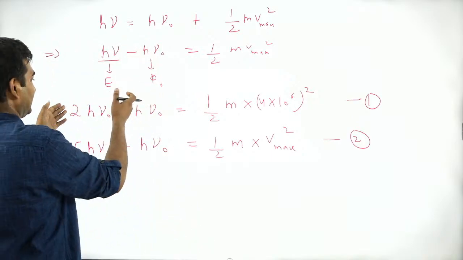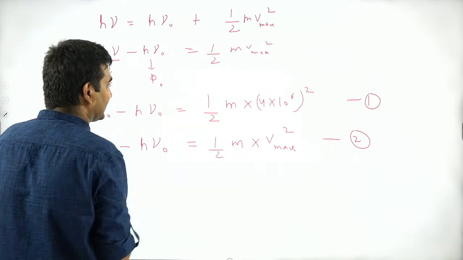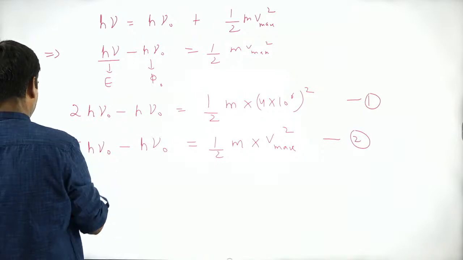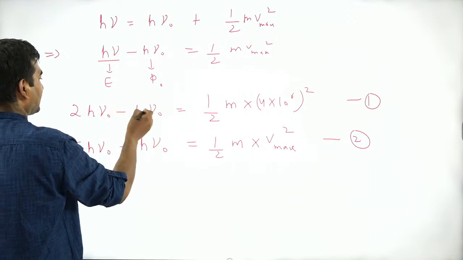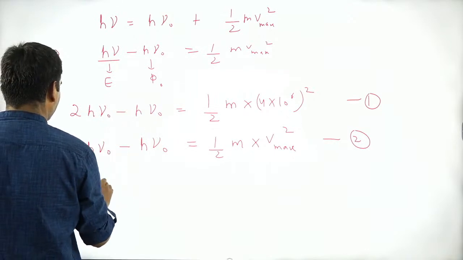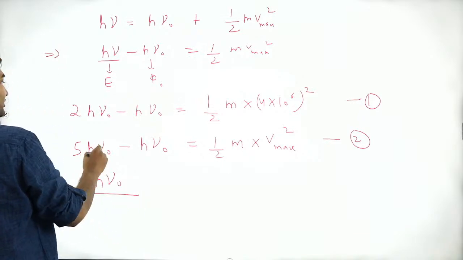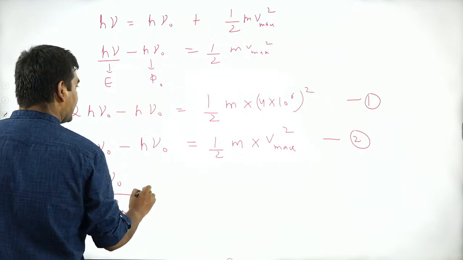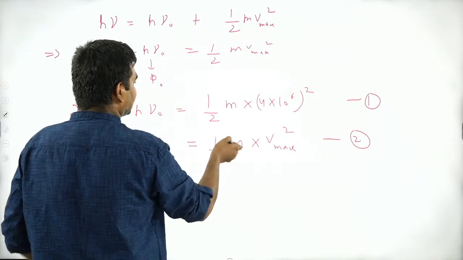From here you get the value, just divide them and you will get the V max value for the second part. So you can see that what we are getting, 2 h nu naught minus h nu naught, that is giving me h nu naught divided by 5 h nu naught minus h nu naught, that is 4 h nu naught, and it is equal to this and this will get cancelled, right?